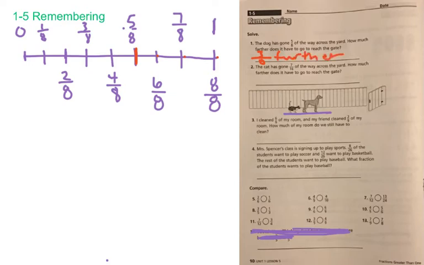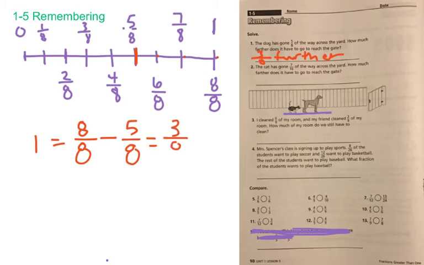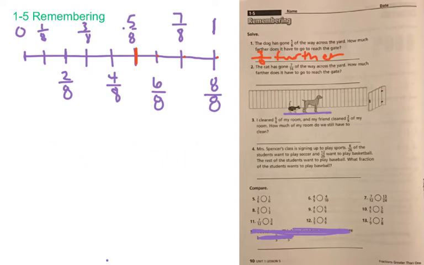Another way that you could do that is you could take your 1 and convert it to 8/8. In fraction form it is 8/8, and you could subtract the 5/8 that the dog has already gone, and it will leave you with 3/8. So you could set it up as a subtraction problem, or you could do a number line that just helps you look at the problem or to visualize it.